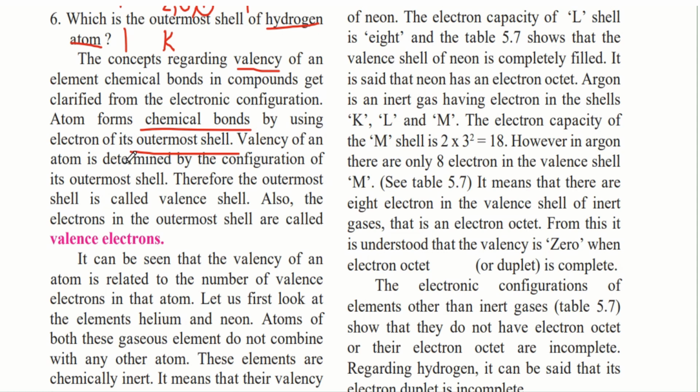Valency of an atom is determined by the configuration of its outermost shell. Therefore, the outermost shell is called the valence shell. The outermost shell of that atom is also called as valence shell because the number of electrons present in the outermost shell will give us the valency of that atom. Also, the electrons in the outermost shell are called valence electrons. It can be seen that the valency of an atom is related to the number of valence electrons in that atom.